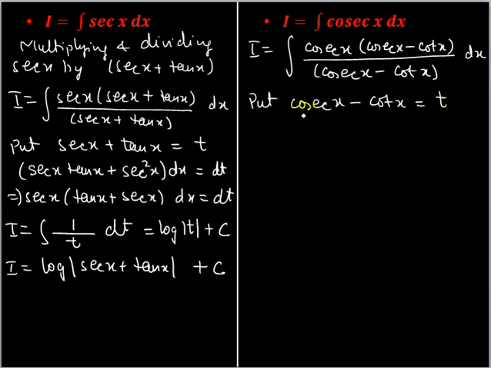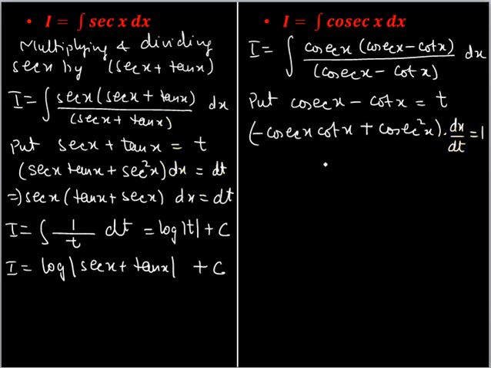Now differentiate. The derivative of cosec x will be minus cosec x cot x and then dx over dt, which I will write outside. Then minus the derivative of cot x will be minus cosec square x. So this becomes plus cosec square x into dx over dt, which is equal to 1. You can see in the previous question I cross multiplied dt also, which we are going to do here as well. And what else can be done? We can take a minus sign common from here. We can take cosec x also common.